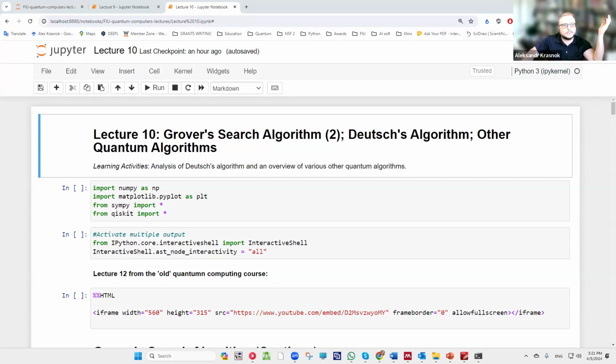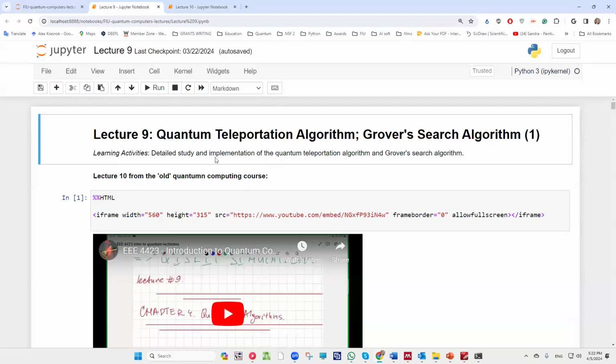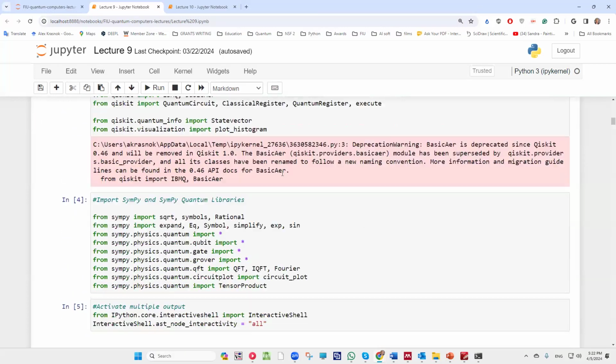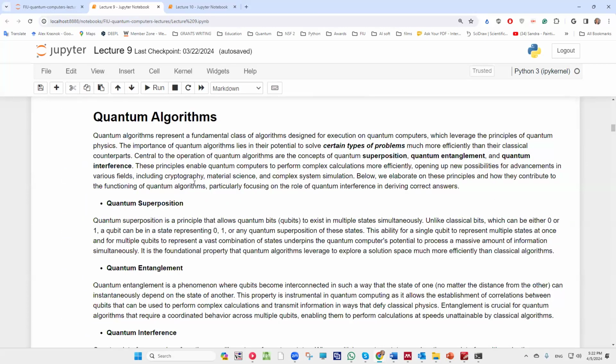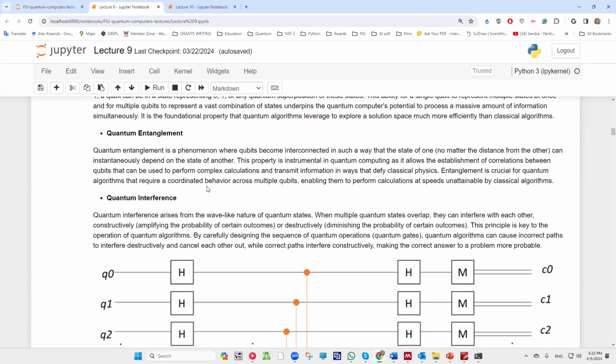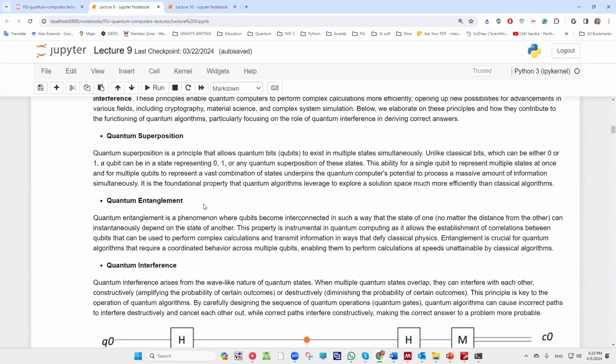So let us, as usual, start with the recap of what we've done last time, lecture number 9. In lecture 9, we started from the general discussion about quantum algorithms, what they are, how they work, the purpose, and the main physical concepts lying behind the quantum algorithms.